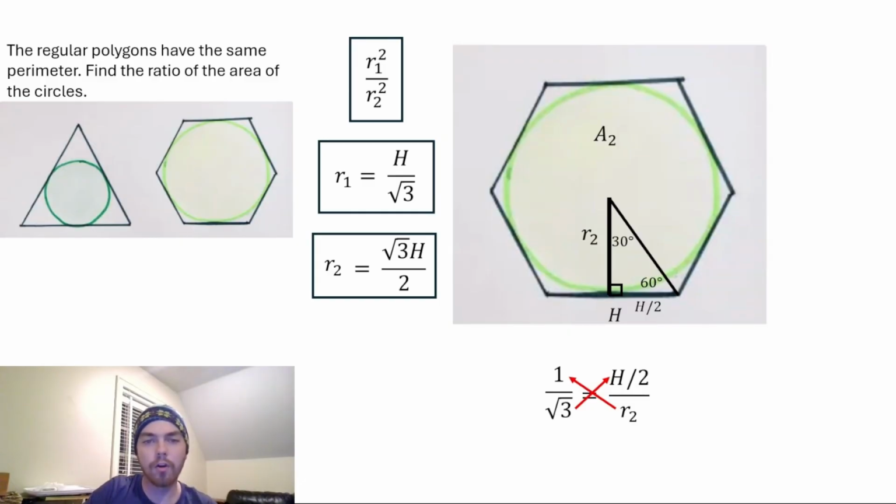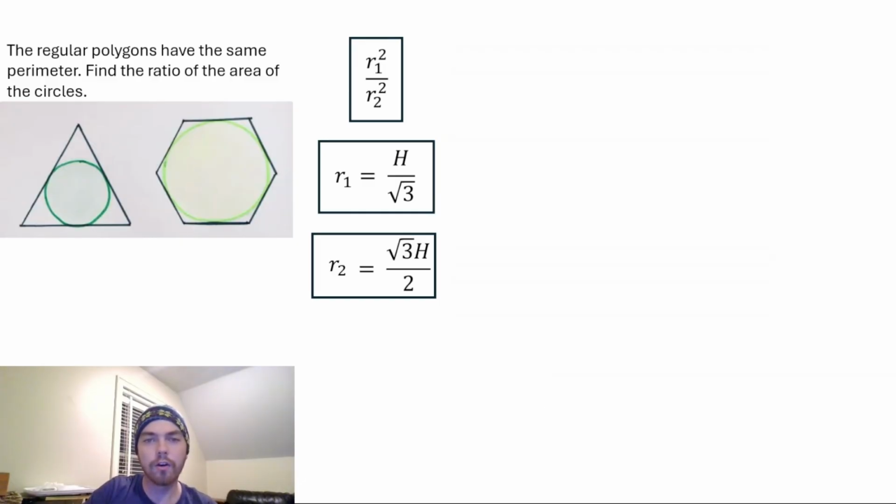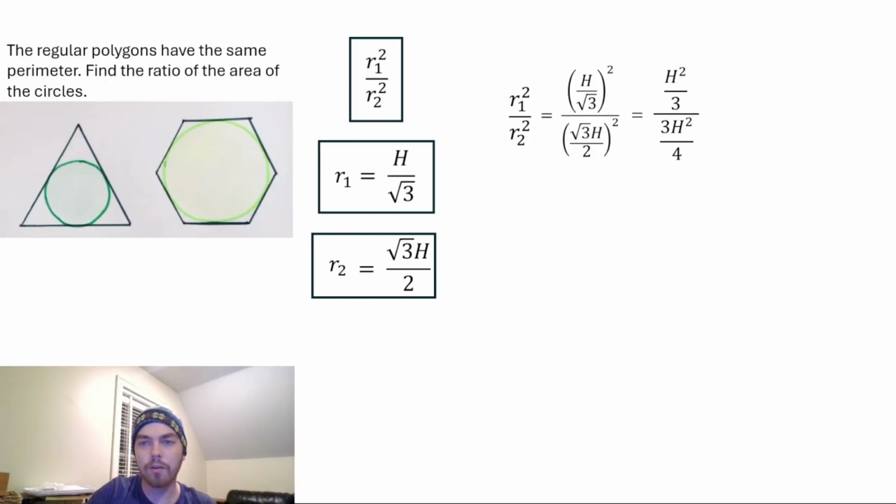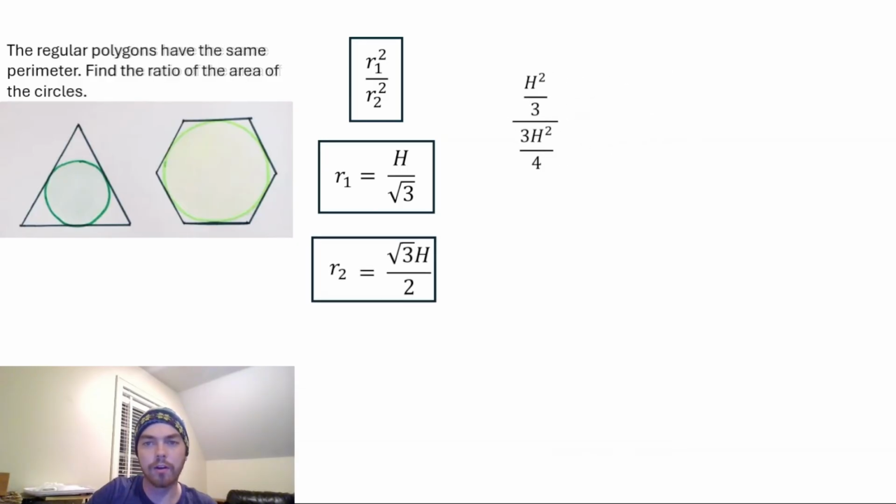Now that we know what r1 and r2 are, we can solve for r1 squared over r2 squared. We're going to do that by substituting what we found for r1 and r2. So r1 squared over r2 squared is going to be equal to h over the square root of 3 all squared, all divided by the square root of 3h over 2 all squared. On the top, that's going to simplify to h squared over 3, and on the bottom, it's going to simplify to 3h squared over 4. Let's move that over here.